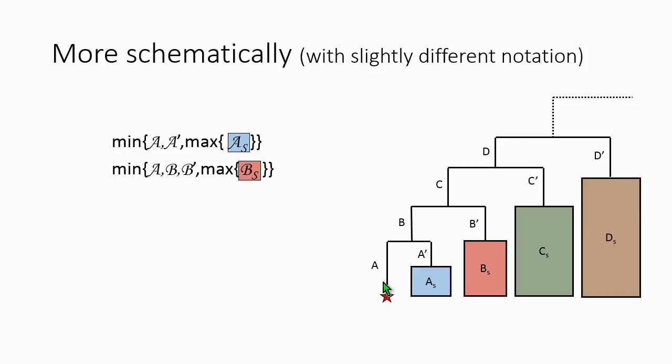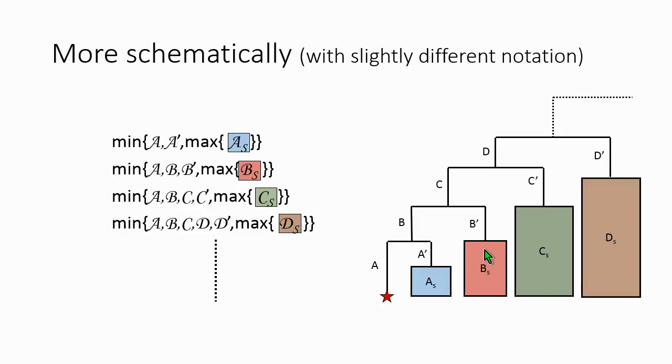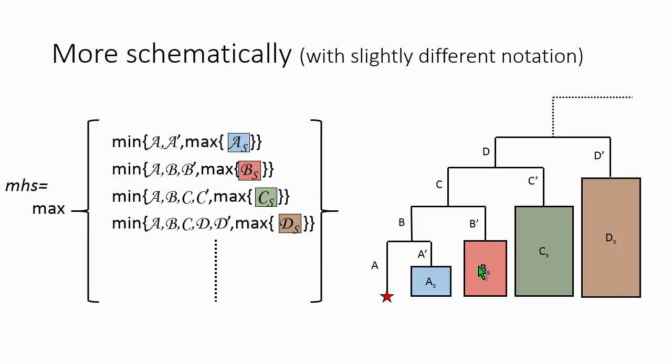We can do this for just the B clade. That's the minimum of what happens along this branch, along this branch, along this branch, and the maximum of what comes out here. And we can keep going until we get to the root of the tree, right? The overall max hap sharing, then, is the maximum over the things that come out of each of these clades.